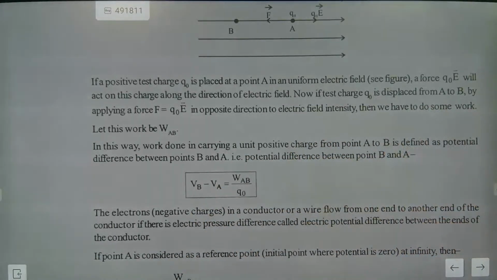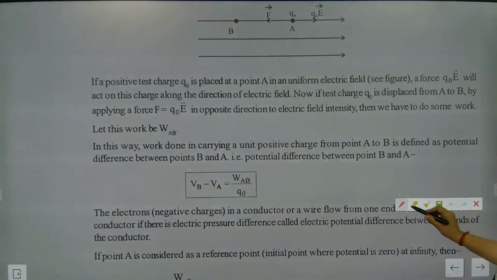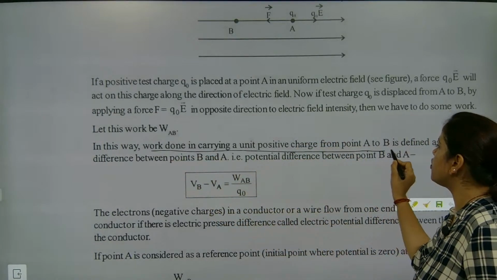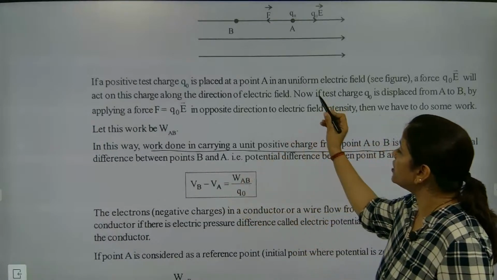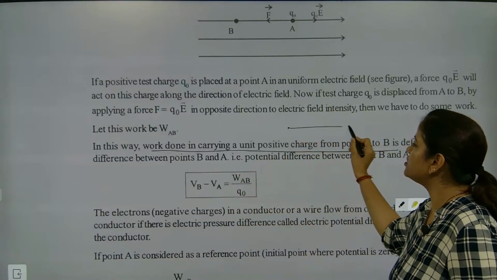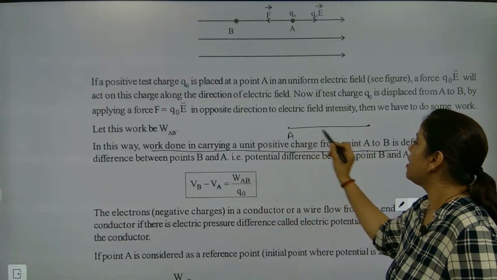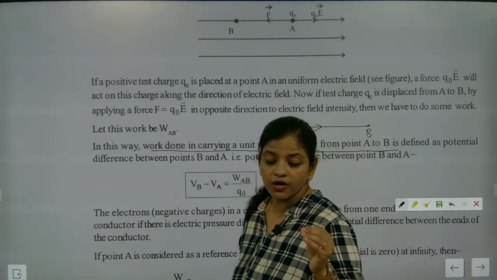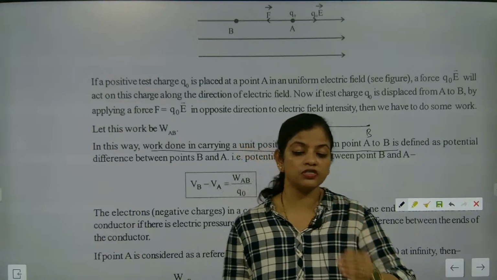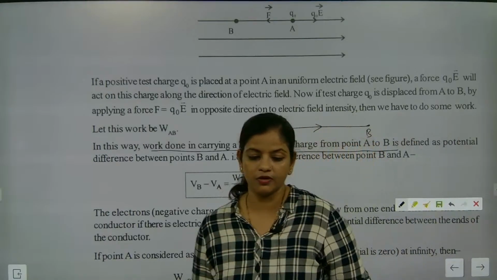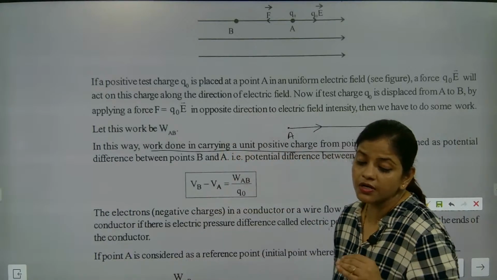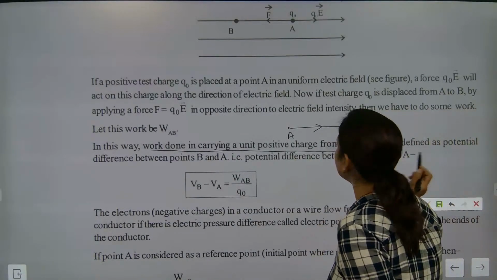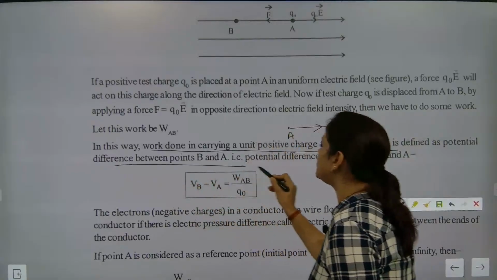Now I am going to explain this one with the definition and the point here. So work done in carrying a unit positive charge from point A to point B. That is, we can also say work done in carrying a unit positive charge from infinity to that point. Or we can say that work done in carrying a unit positive charge from point A to point B is defined as potential difference between B and A.